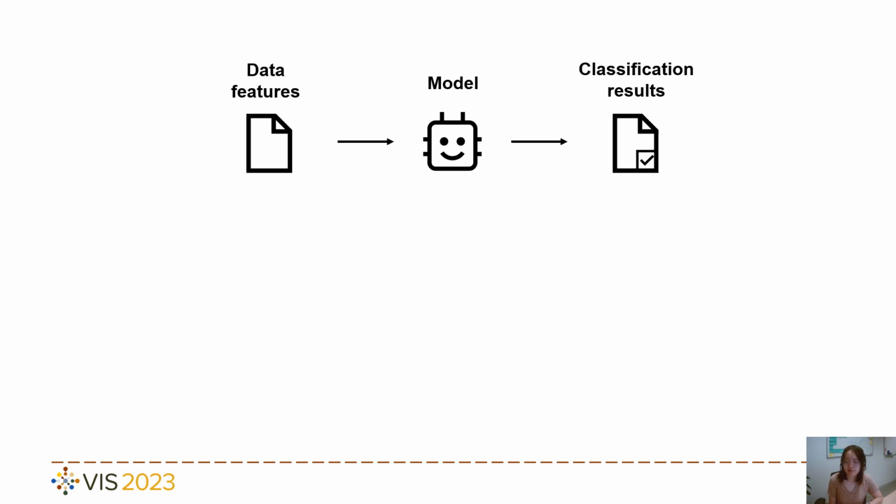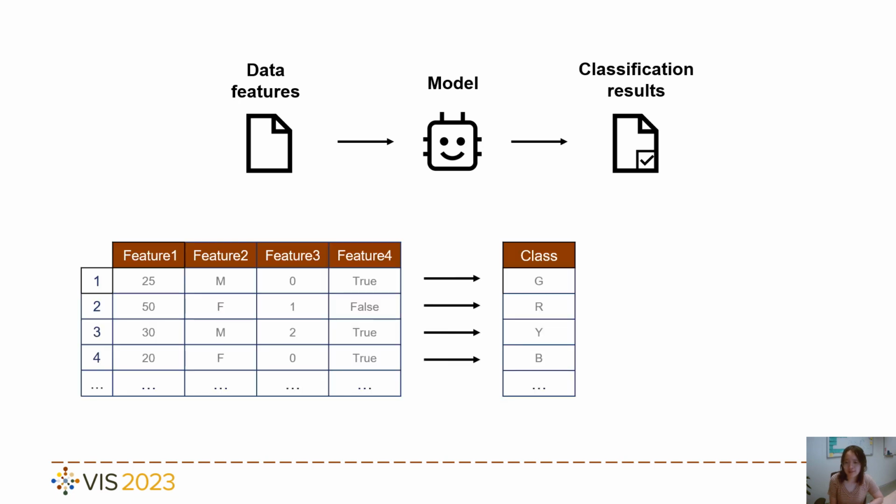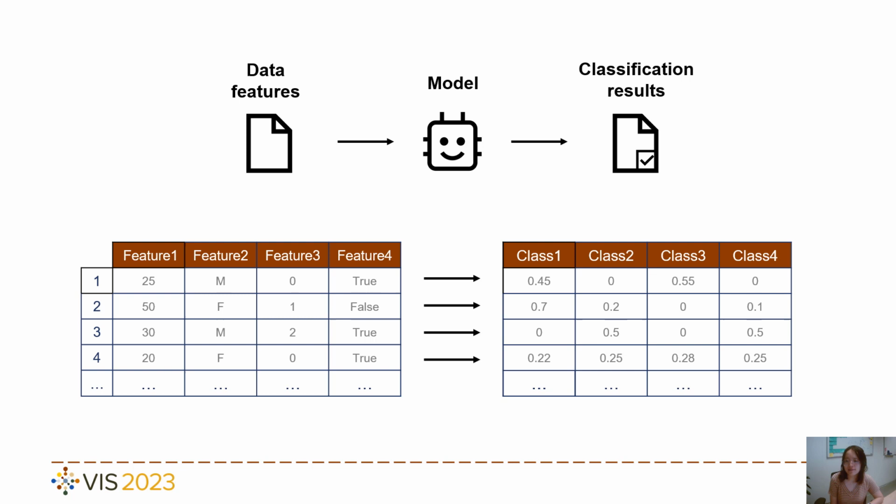In machine learning classification tasks, we often look at two things together, data features and classification results. This helps developers understand model behavior and uncover potential problems. The classification results generally refer to the class labels assigned to the instances. Our focus is on class probabilities, which tell how likely each instance belongs to a particular class.